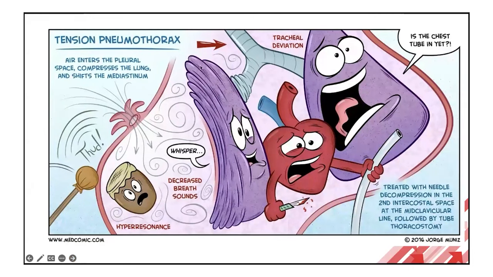So how do we manage the tension pneumo? Like we had said, air is entering the pleural space, compressing the lung. So you will have hyperresonance on percussion, you will have decreased breath sounds. As it progresses and the pressure increases, you'll have tracheal deviation. And then since it's all in the pressure in the thorax and the mediastinum, you'll start having reduced cardiac output because of reduced venous return. Then your BPs will start to tank, and then your patient will start to code.